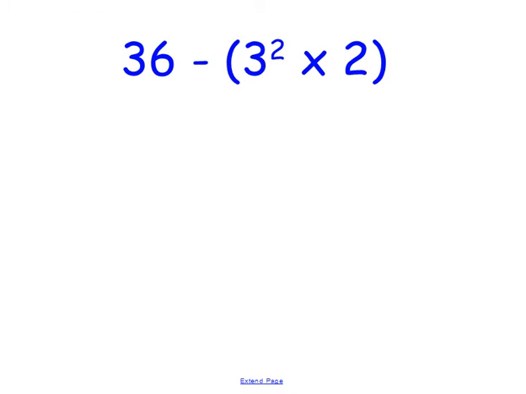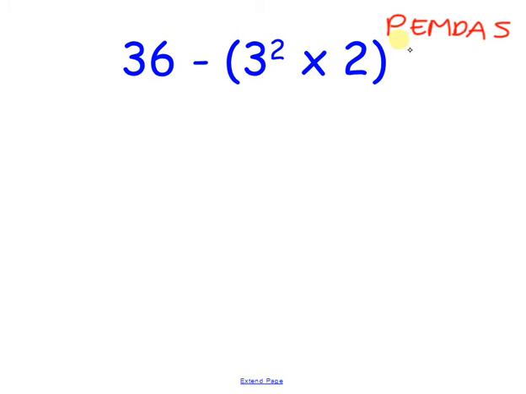Okay, let's take a look at this problem over here. Again, at the top, I'm going to write PEMDAS so that I make sure I follow my steps. First thing I'm going to locate are my parentheses. I do have parentheses here. You'll notice, though, I have two things going on inside my parentheses. I have an exponent and I have multiplication. What do I do first?